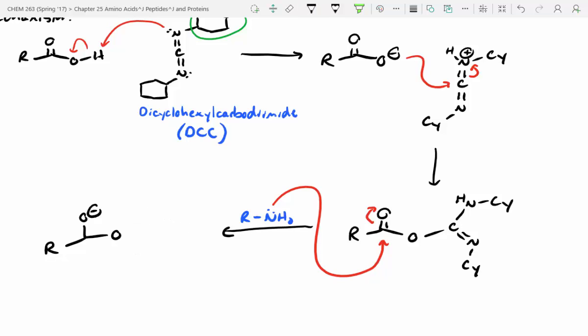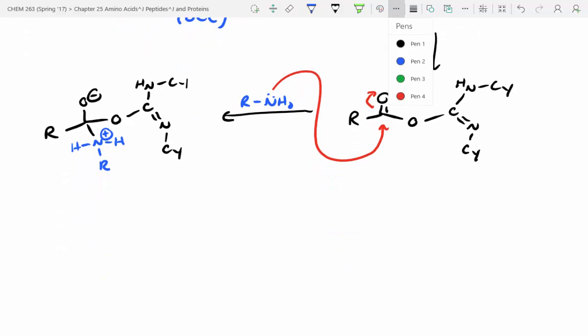Shoot, I forgot a carbon. Excuse me. And then down here we would have our nitrogen with our two hydrogens coming off of it and our R group. And the next step is going to involve a proton transfer. So I'll go plus or minus H plus. And we're going to shuttle that proton over to the other nitrogen on our DCC reagent. So I'll show you guys by highlighting which proton's moving where.